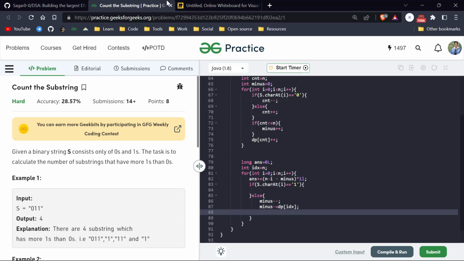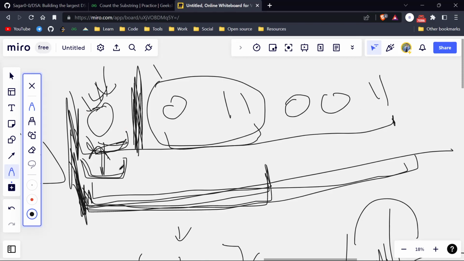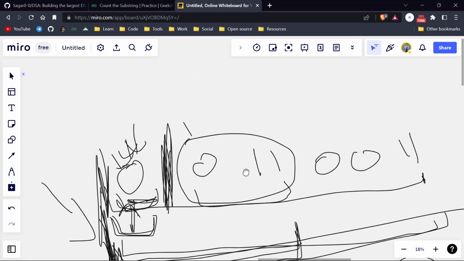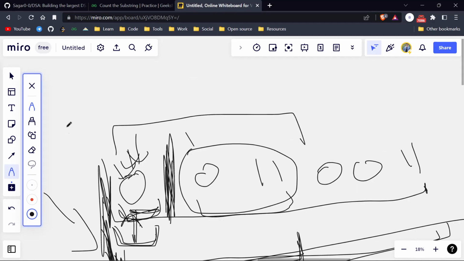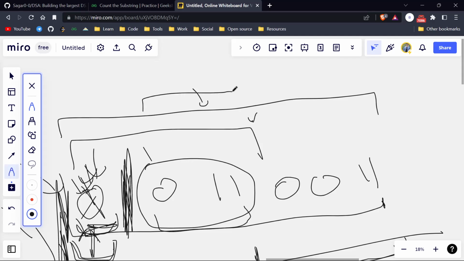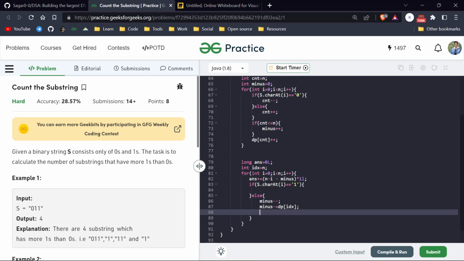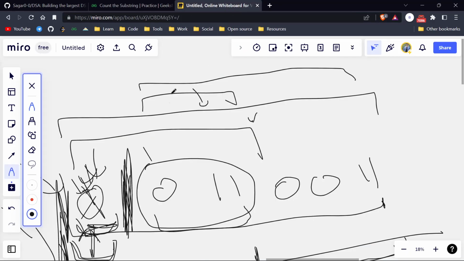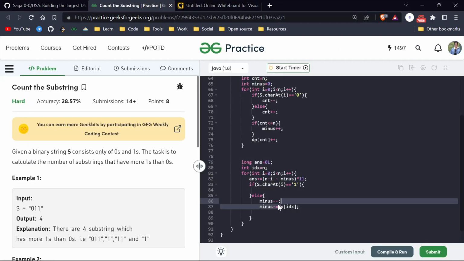I hope now you understand with this example. In this example, this zero is making two strings invalid, this string and this string. Only this zero is the reason both of these strings are invalid. If we remove this zero, then this substring and this substring are now valid. Here we can see there are two, but that number was previously stored in our dp index.